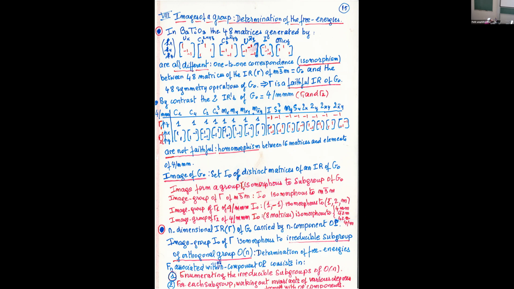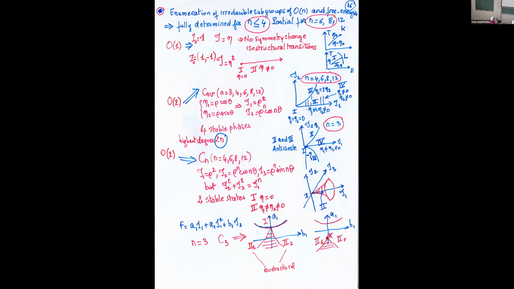So what do we have to do for that? We have first to enumerate the irreducible subgroups of O(n). And secondly, we have for each subgroup to work out all the invariants of various degree, which are consistent with the order parameter. All right, the next slide will show that.